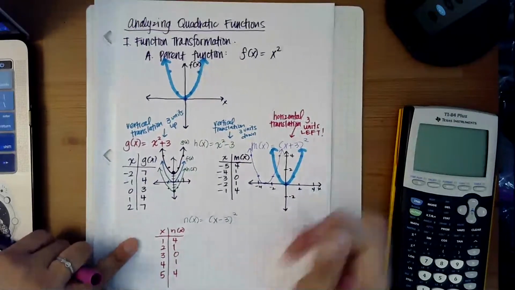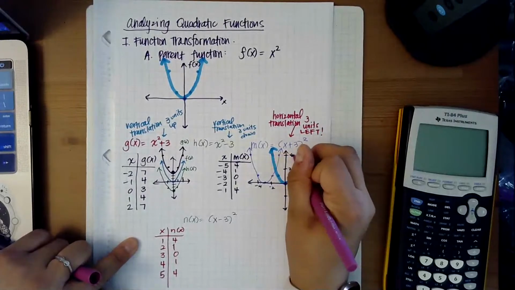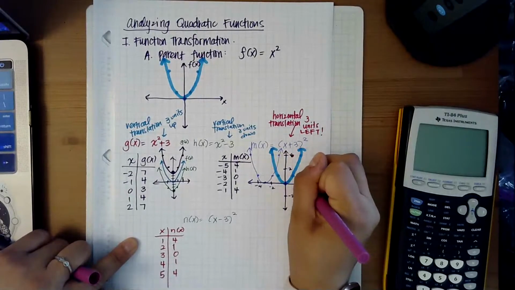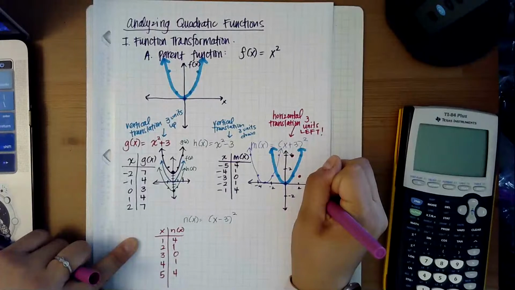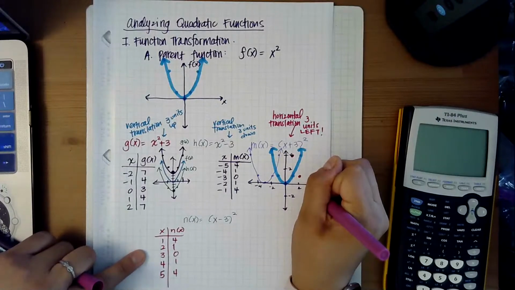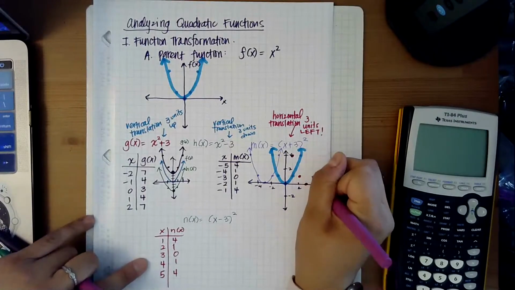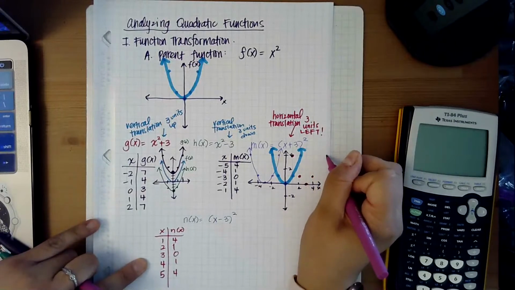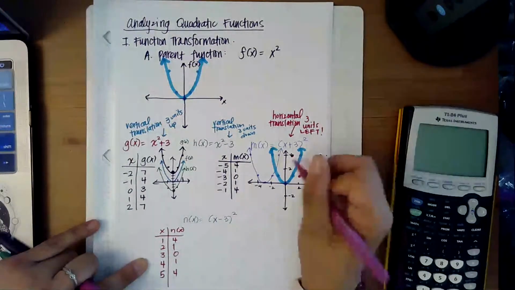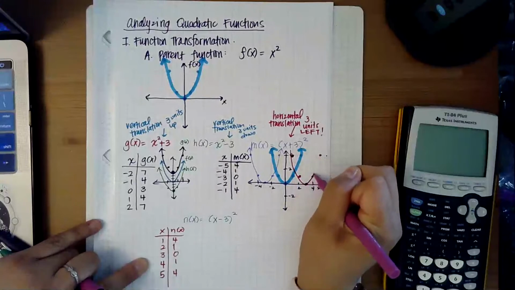Let's see what we get. I got 1, 4, 2, 1, 3, 0, 4, 1, and 5, 4. Oops, sorry, right there. So here's my function.